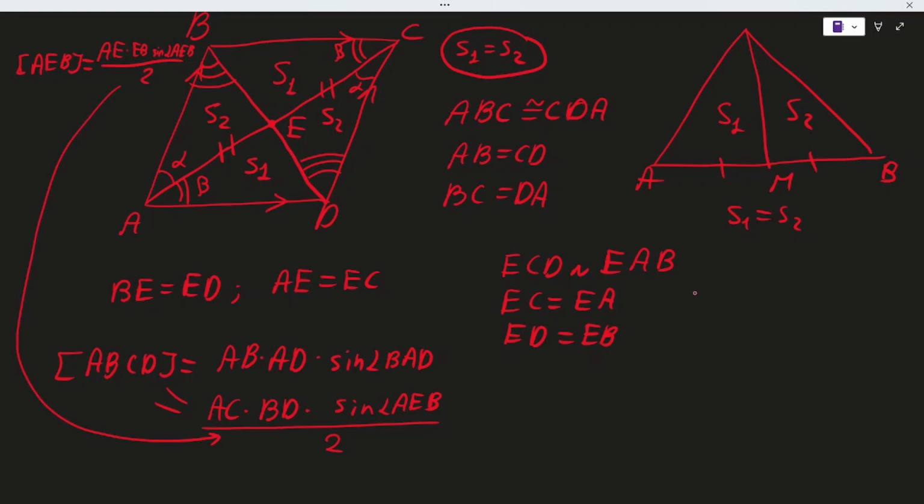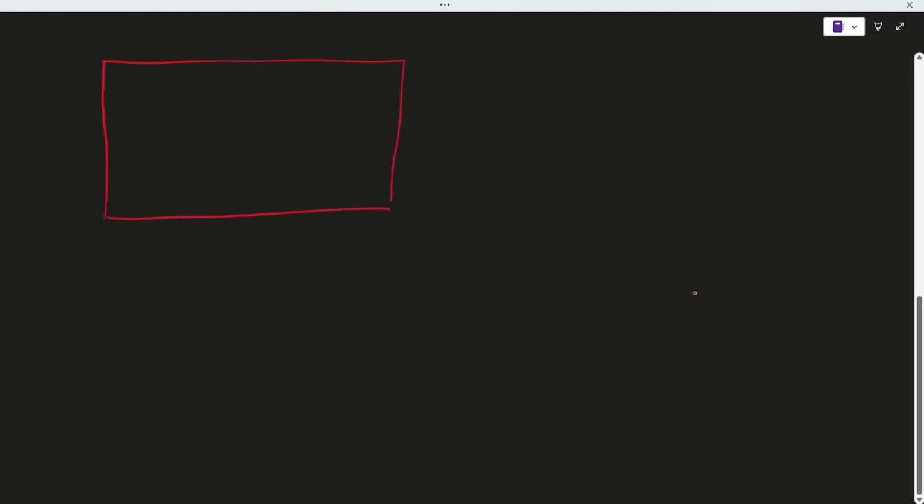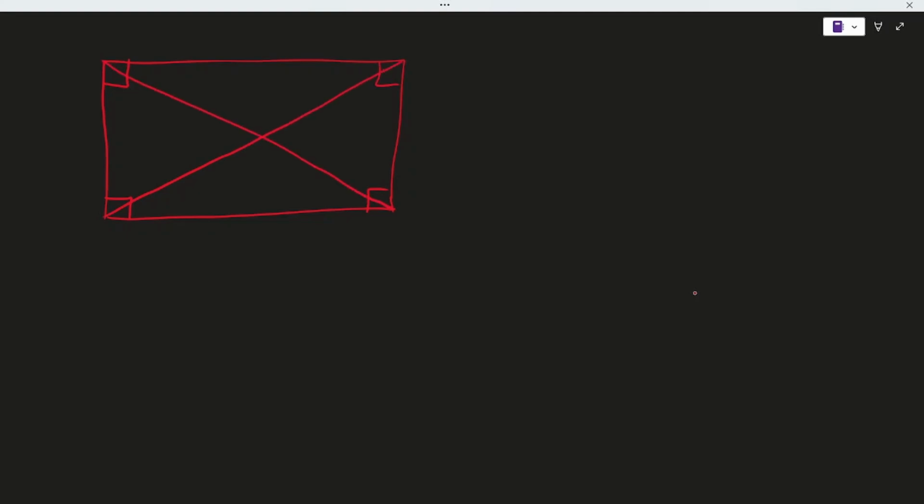So this was all about parallelogram. Next special quadrilateral is rectangle. This is a specific case of parallelogram where we have all of the angles 90 degrees. Difference between the parallelogram and rectangle properties is that here we have equal diagonals. Generally in parallelogram, AC and BD aren't the same, but in rectangle, if you use the Pythagorean theorem, we can easily see that BD equals AC.